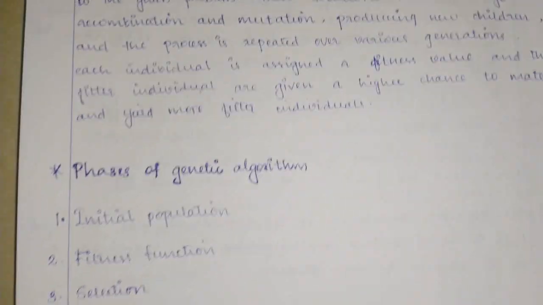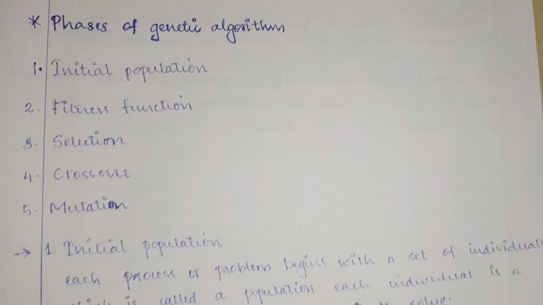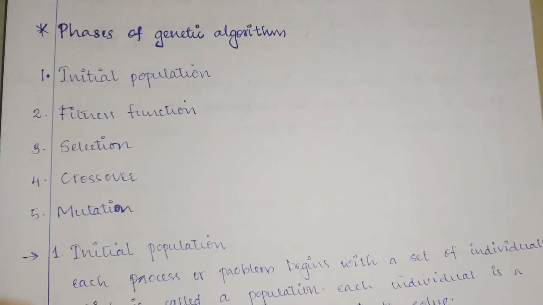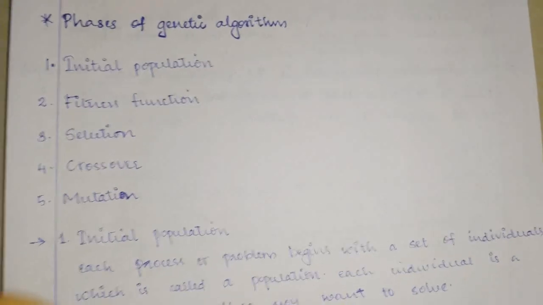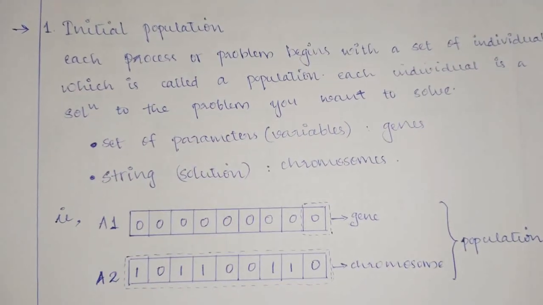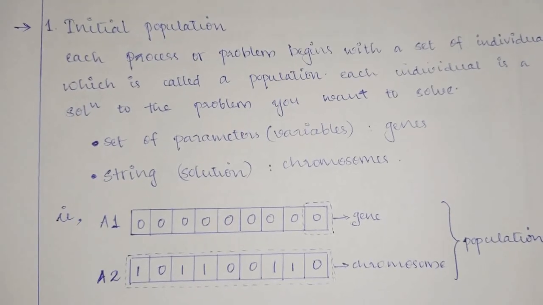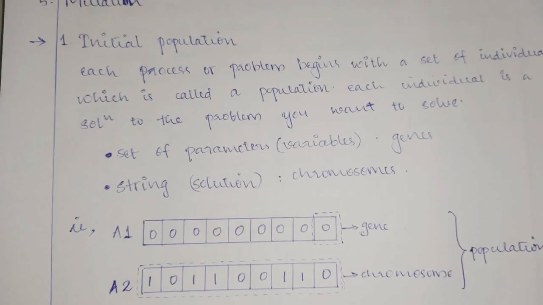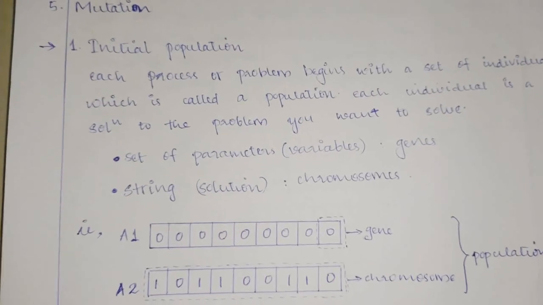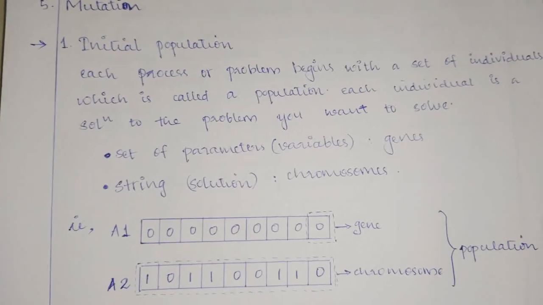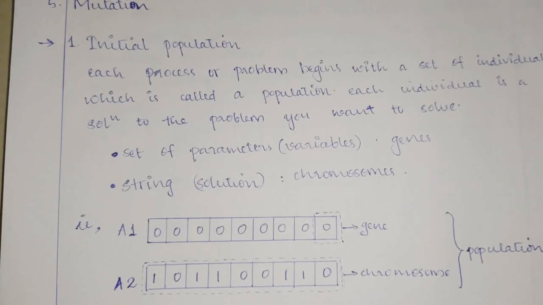Now let's move on to the phases of genetic algorithm. A genetic algorithm has 5 phases: initial population, fitness function, selection, crossover, and finally mutation. Let's discuss them one by one. First of all, initial population. As I said earlier, population is a set of solutions. Each process or problem must begin with a set of solutions. This set of individuals or set of solutions is called the population.